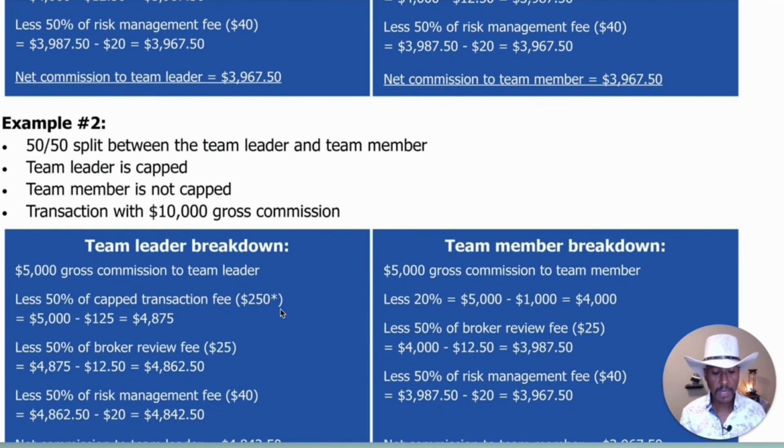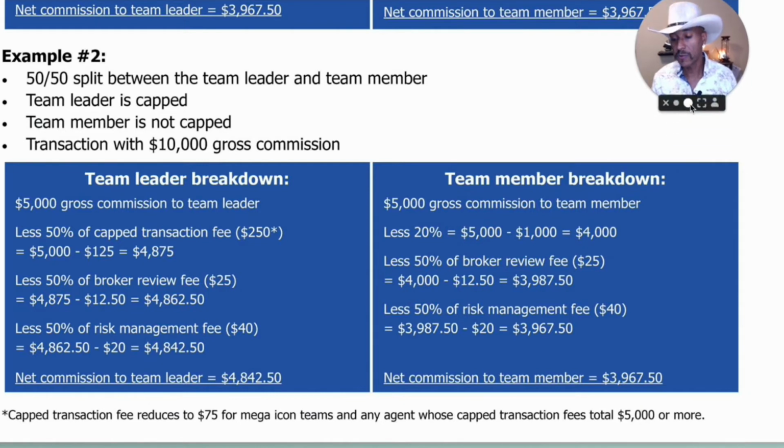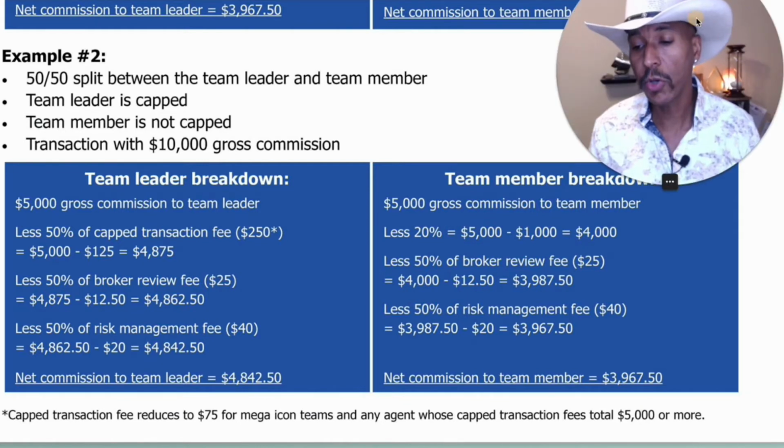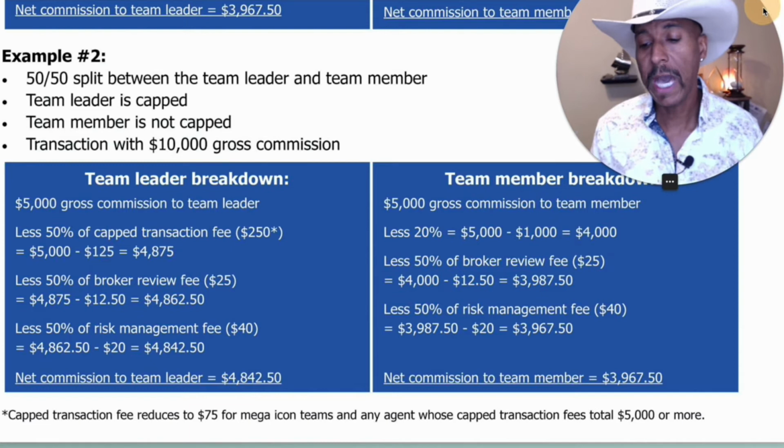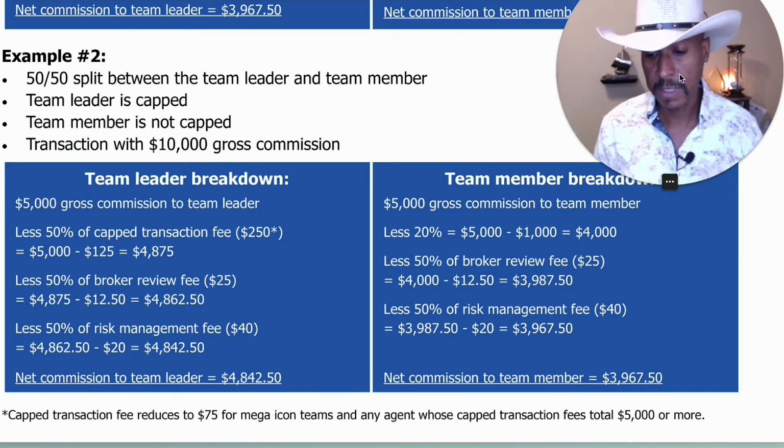Now let's look at example number two. This is with a 50-50 split. The team leader is capped, but the team member is not capped. So still with the assumption of a $10,000 gross commission. So this is very important to look at this one because it shows you one of you could be capped while the other one isn't, and it's still not a big deal, okay, to calculate.